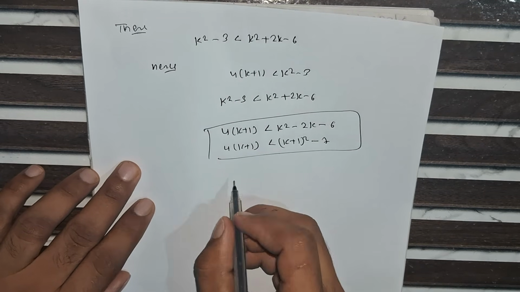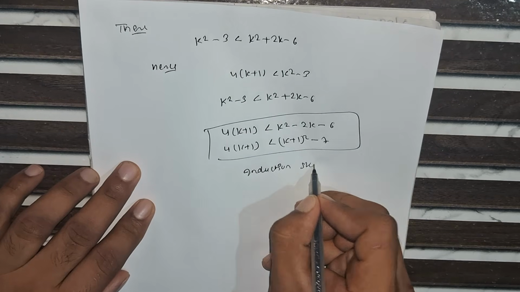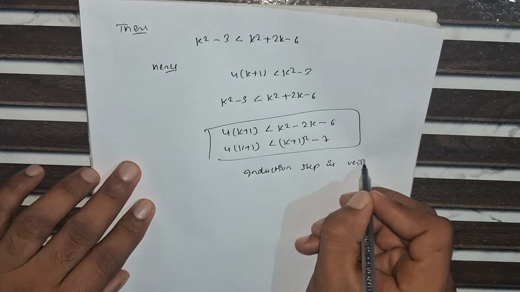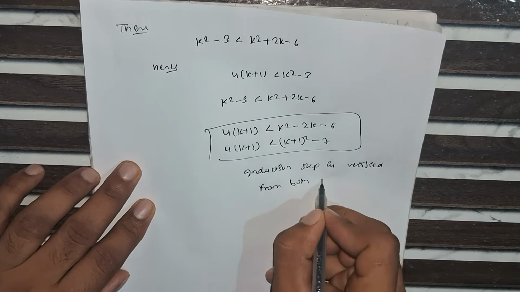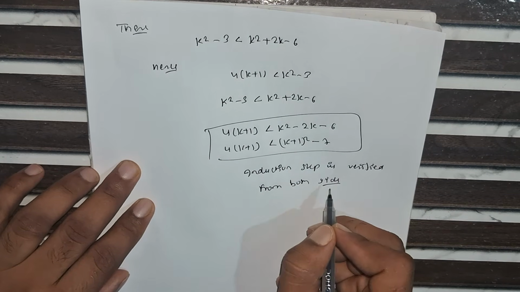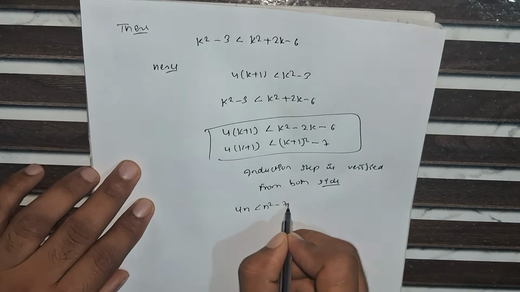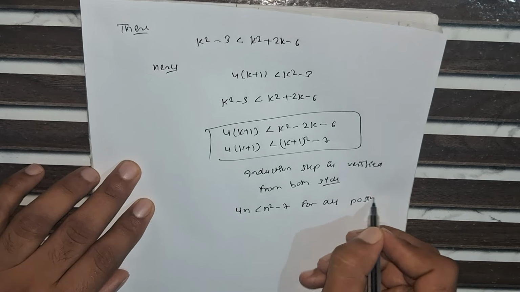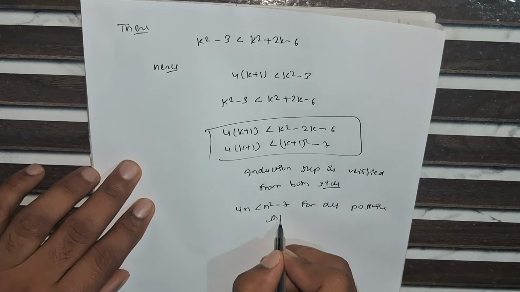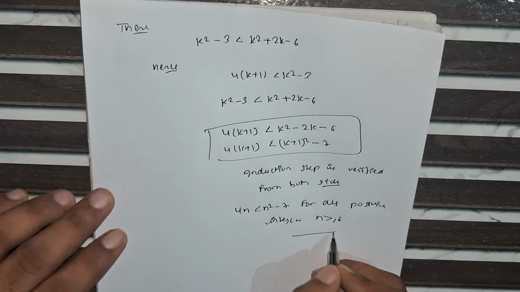It means the induction step is verified from both sides, which is left side and right side. So we can say that n square minus 7 is greater than 4n for all positive integers n greater than or equal to 6, is proved here.